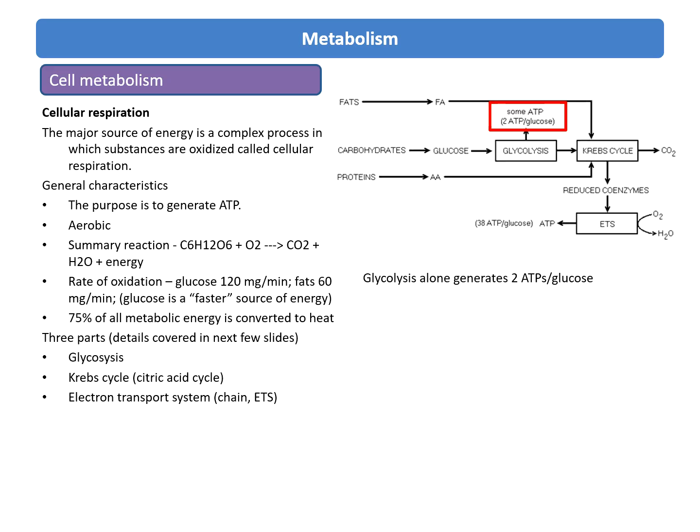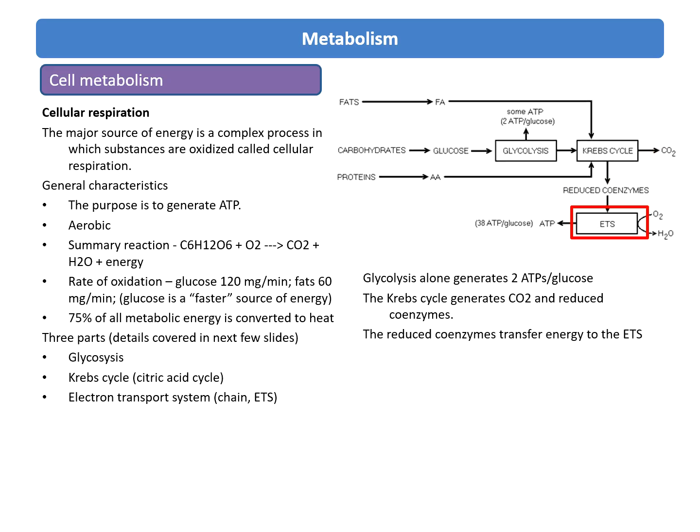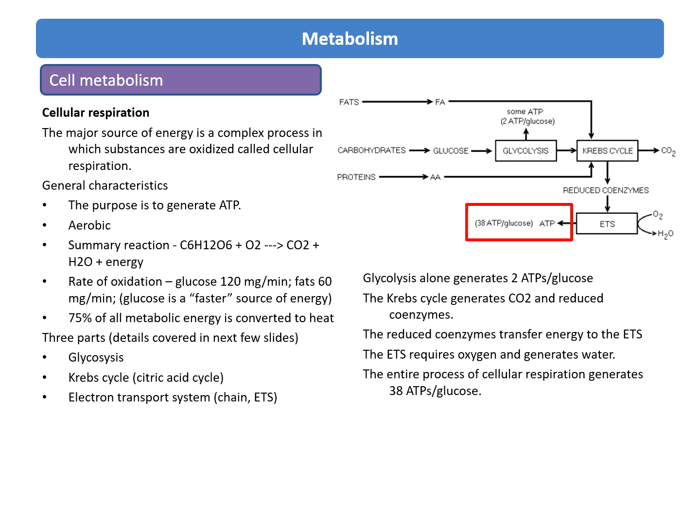Glycolysis alone will generate roughly 2 ATPs per glucose molecule. The Krebs cycle then generates carbon dioxide and reduced coenzymes. The reduced coenzymes transfer the energy to the electron transport system. The electron transport system requires oxygen and it generates water. The entire process of cellular respiration can generate roughly 38 ATPs per glucose molecule.